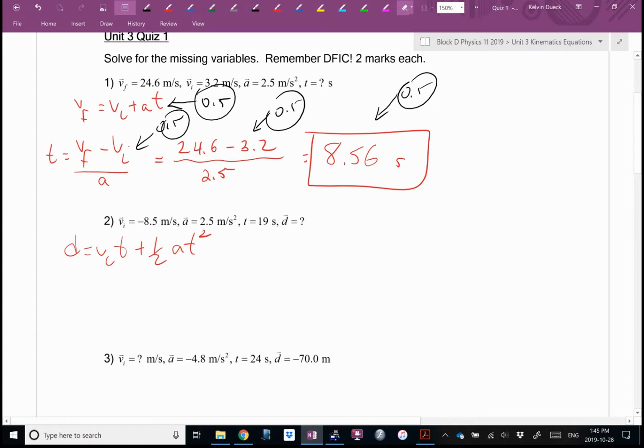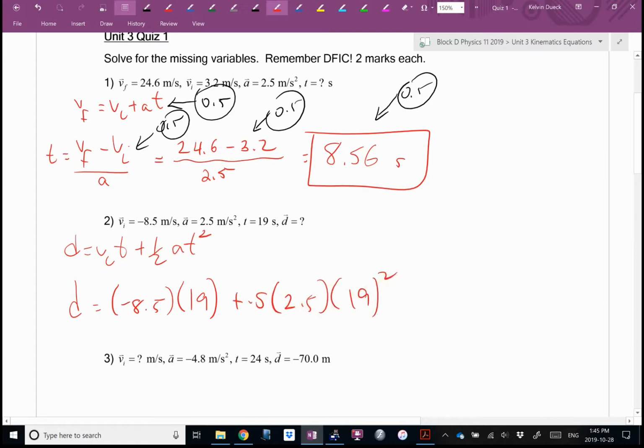What am I trying to get by itself? D. Hey, it already is. So if the equation that you're using, Ayla, has already got the D by itself, then you get one whole mark, half mark for finding the equation and half mark for cluing in. I've already got it by itself. I'm going to go to the plug and chug stage. D is going to be, I guess we started out going backwards for 19 seconds, but we accelerated forwards.